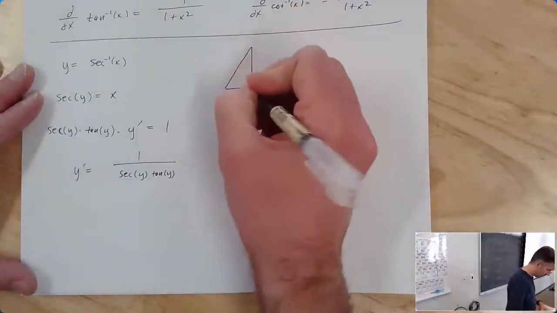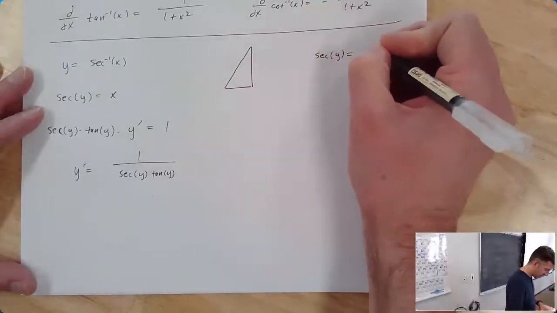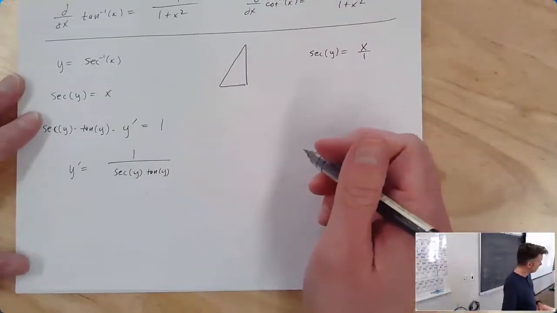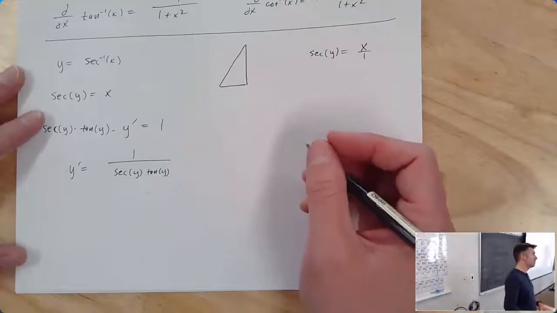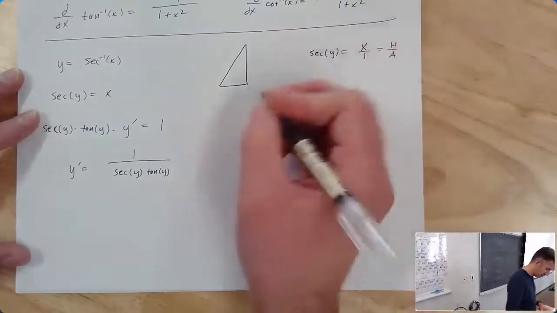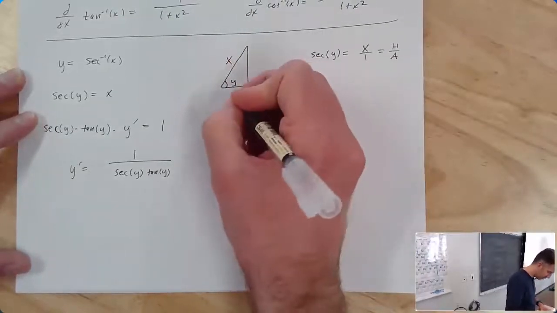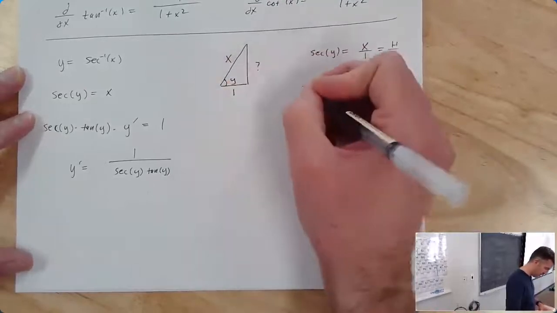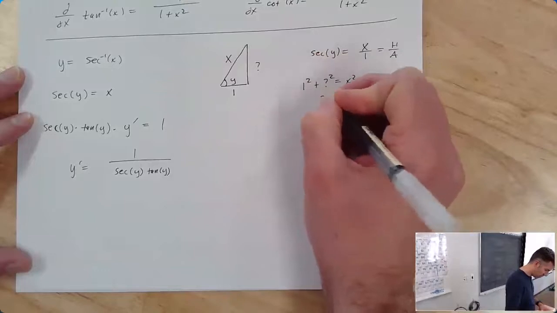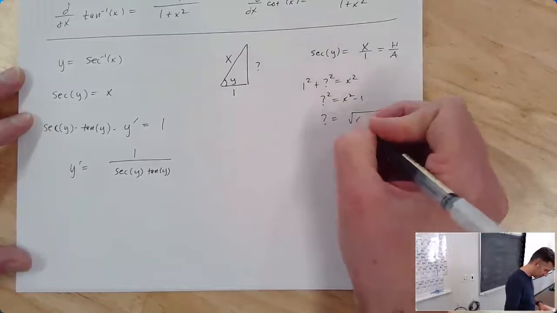Say, I honestly don't remember what secant is. Secant of y equals x over 1. I know secant is the reciprocal of cosine, and cosine is adjacent over hypotenuse, so secant should be hypotenuse over adjacent. So if my angle is y, the hypotenuse should be x, the adjacent should be 1. And the third side, I'm going to find 1 squared plus my unknown side squared equals x squared. My unknown side squared is x squared minus 1. So my unknown side is the square root of x squared minus 1.